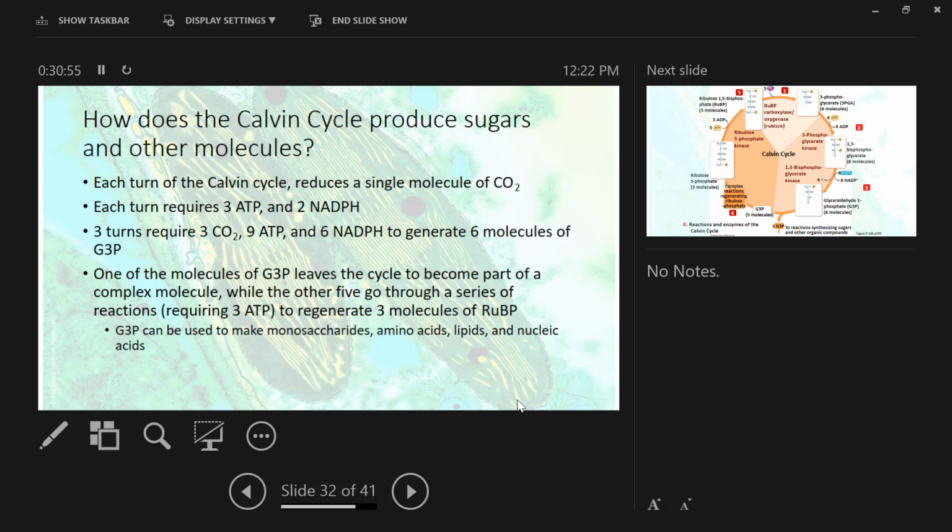And then G3P can be used to make monosaccharides. The plants can use it to make amino acids. The plants can use it to make lipids. The plants can use it to make nucleic acids. Any of those 3. All right. So if 3 turns of the Calvin cycle require 9 ATP, how many ATP are required to make 1 molecule of glucose?